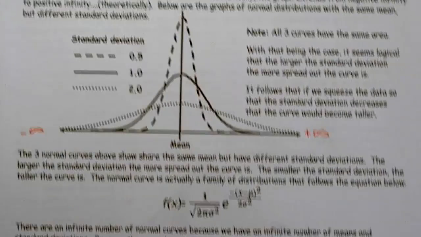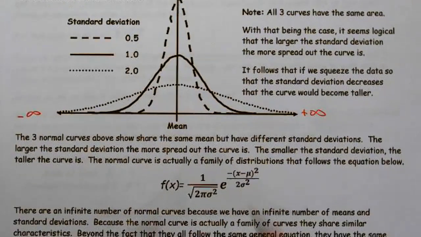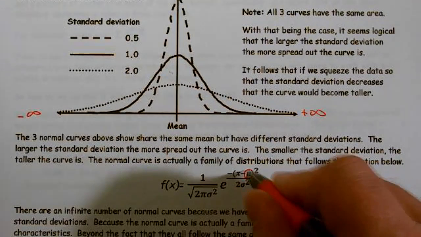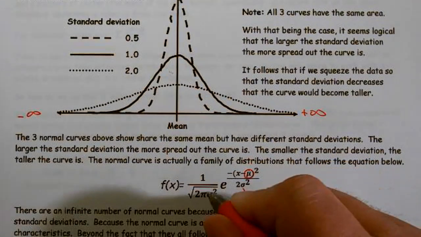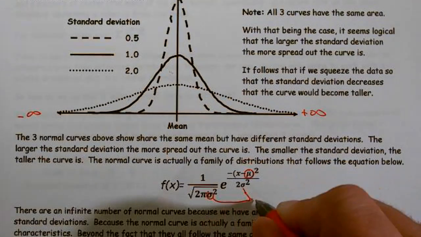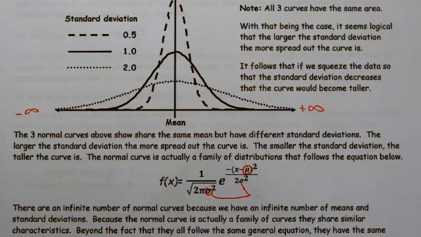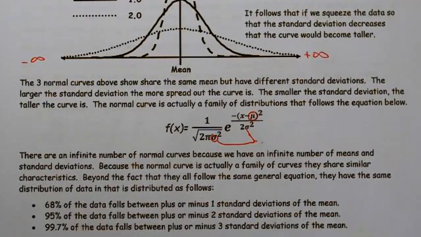The normal curve has a very ugly looking equation that you don't need to know, I'm just showing it to you right there. I do want to point out, here's the mean, and then right here we have the standard deviation. So we have the standard deviation occurring twice in the equation, the mean occurring once. There are an infinite number of normal curves because we have an infinite number of means. We also have an infinite number of standard deviations.